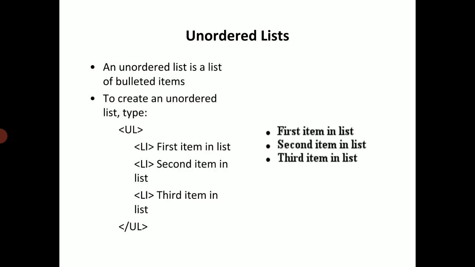And to create an unordered list, we should type UL. UL stands for unordered list, and within that we should use a list item, that is LI, first item in the list. Next, second list item, LI, second item in the list. After that, LI, third item in the list. Next, close the unordered list tag. By executing this, we will get output like this: first item in the list, second item in the list, and third item in the list.